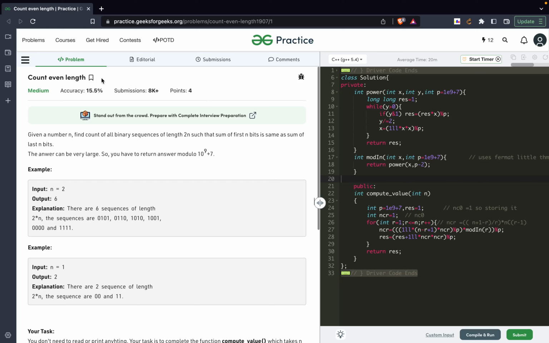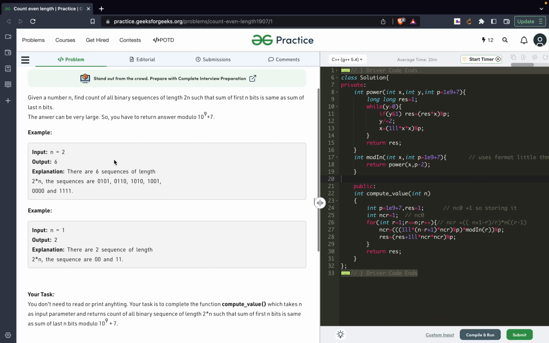The problem's name is Count Even Length, and the question states that given a number n, find the count of all the binary sequences of length 2n such that the sum of the first n bits is the same as the sum of the last n bits. Since the number may be very large, we have to return the answer modulo 10 to the power 9 plus 7.